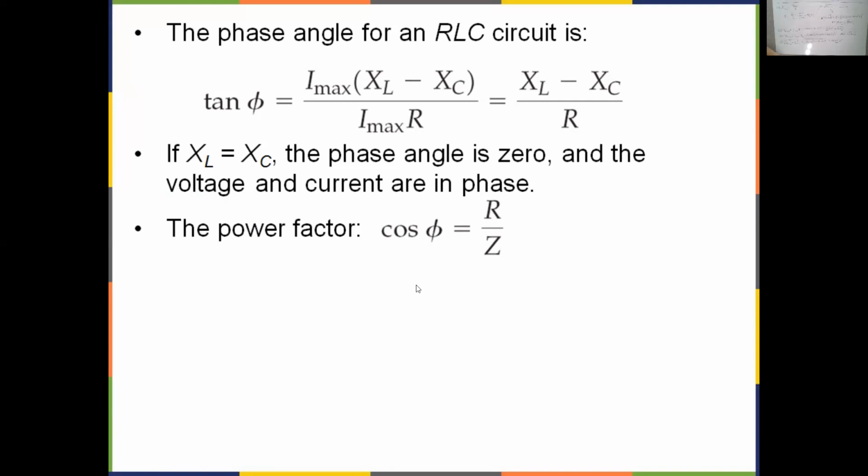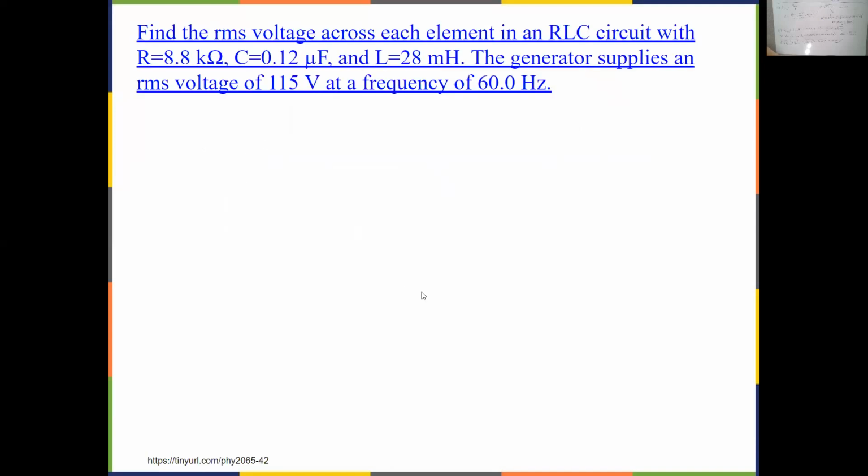And in the case of XL equal to XC, then the phase angle will be 0. Because those two, XL and XC, will cancel out, then you only have the effect of R.